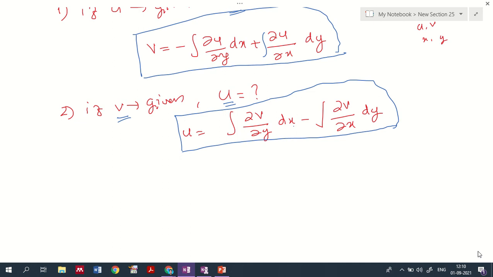Now there is another method. Once you are given the real part or the imaginary part, you have to find the corresponding analytic function. For that, the third case, we will be using a method which is called the Milne-Thomson method.